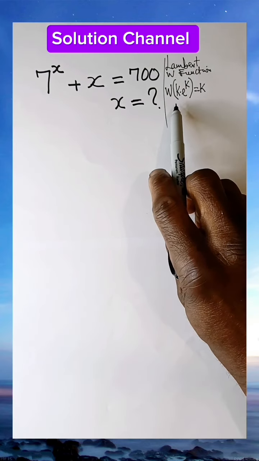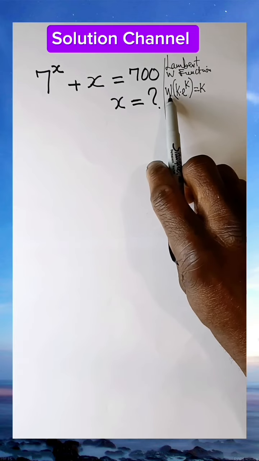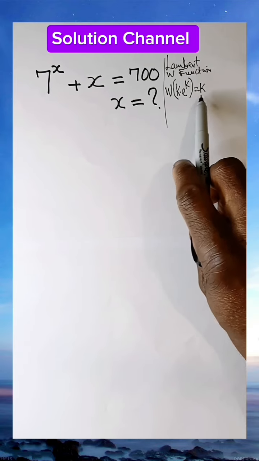According to the Lambert W, if we have, say, k times e raised to the power of k, if we apply the Lambert W to this expression in the parentheses, the whole of the left-hand side is just equal to k.